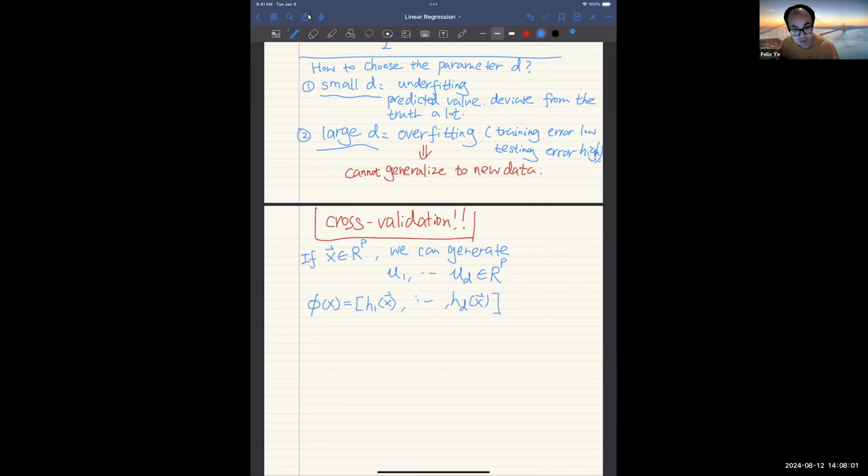So there are a bunch of choices of hj of x right here, where this hj of x can be multiple ones. The first one could just be the inner product of x with uj, and then you square it. So this is x dot uj, an inner product, then square that. Or you can take cosine of x dot uj.